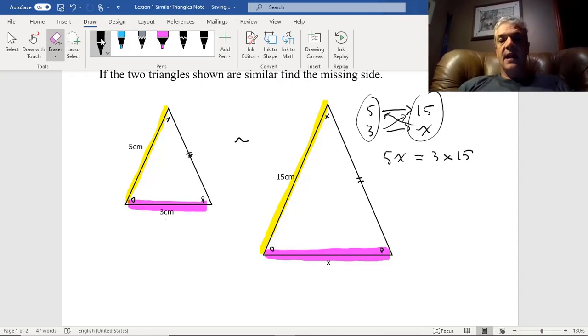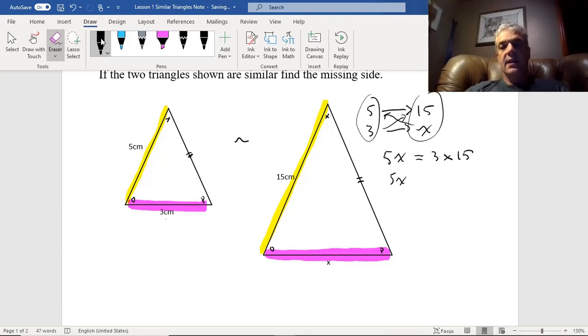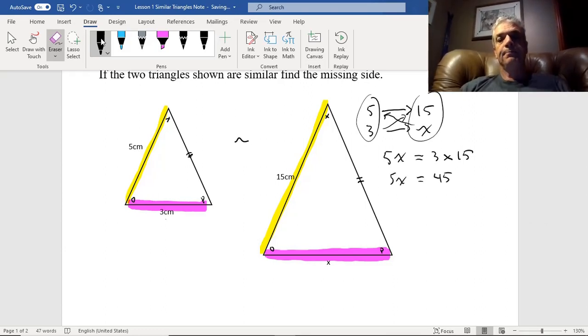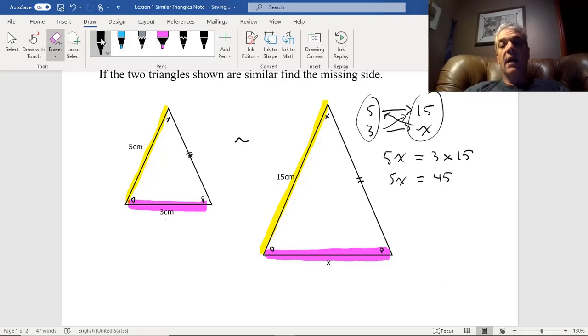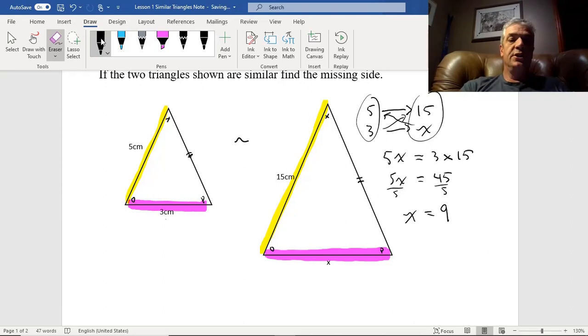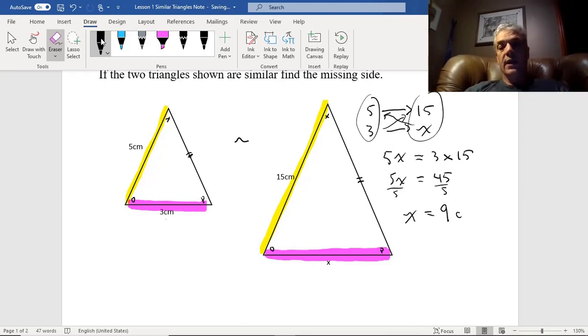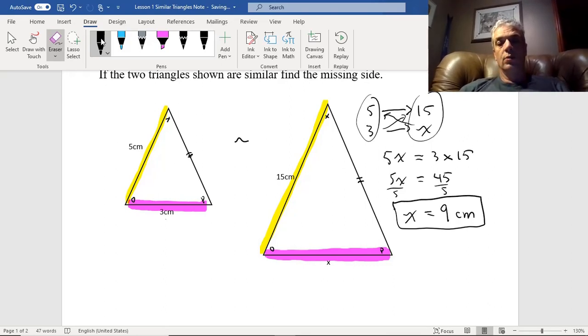And that allows us now to solve for our x. We have an equation that we can solve for. So we can say 5x equals 45. And now we can divide both sides by 5. Dividing both sides by 5, x equals 9. And we have our answer. The only thing we should do still is include our units. So I should write centimeters in here, and away I go. Okay? And that provides me my solution when I'm solving similar triangles.